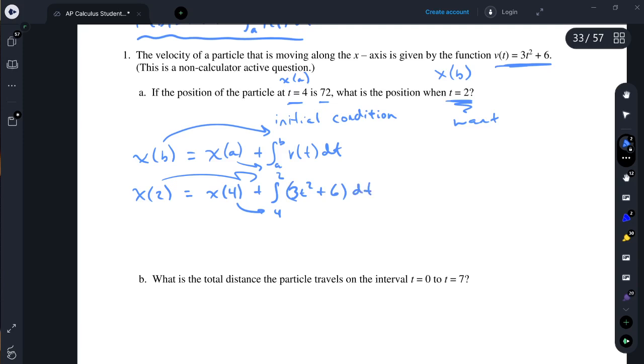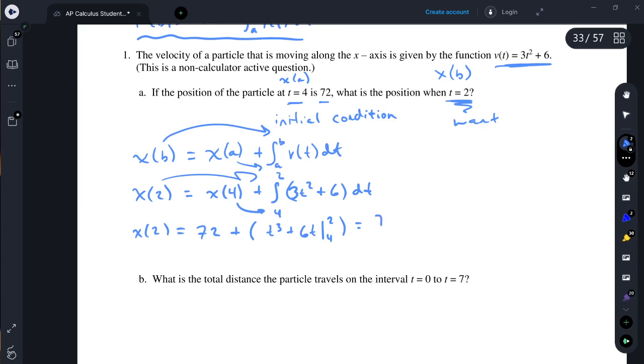If you want to change the endpoints, we can change this positive sign to a minus sign, but I'm not going to worry about that. The negative sign will work itself out. So x at 2, we don't know that. x at 4 was 72 plus, in parentheses, 3t squared over 3 is t cubed plus 6t from 4 to 2.